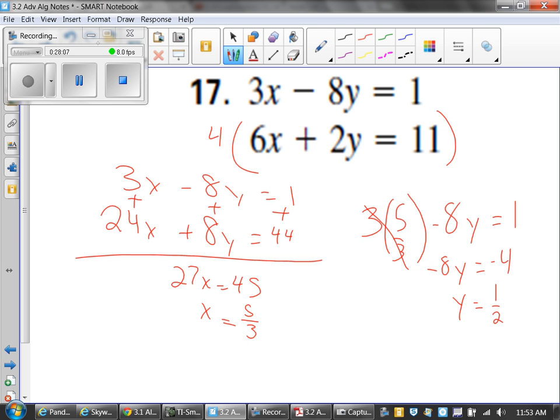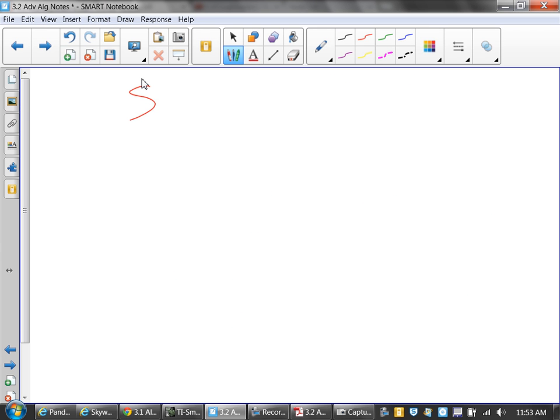Tonight, what I want you to work on is this section, what is this, 3.2? Look at your book here. I think it's 145, I want to say. 153.